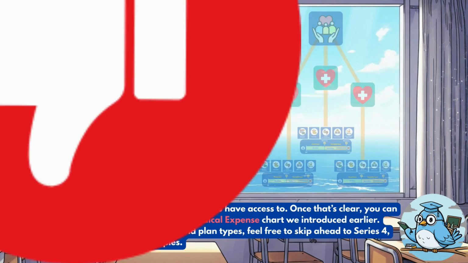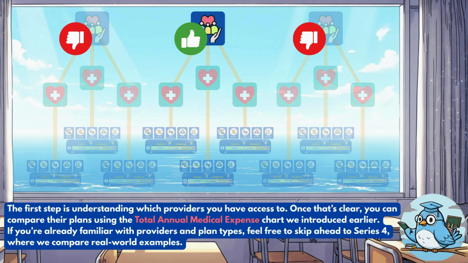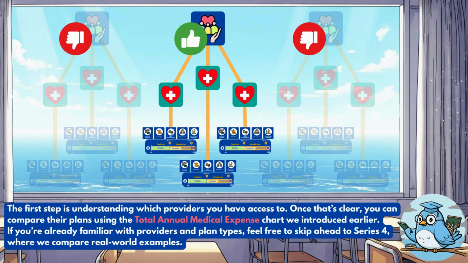The first step is understanding which providers you have access to. Once that's clear, you can compare their plans using the total annual medical expense chart we introduced earlier. If you're already familiar with providers and plan types, feel free to skip ahead to Series 4, where we compare real-world examples.